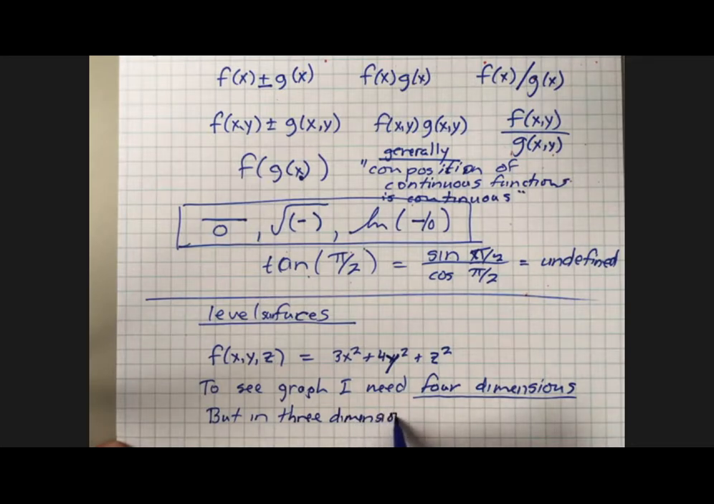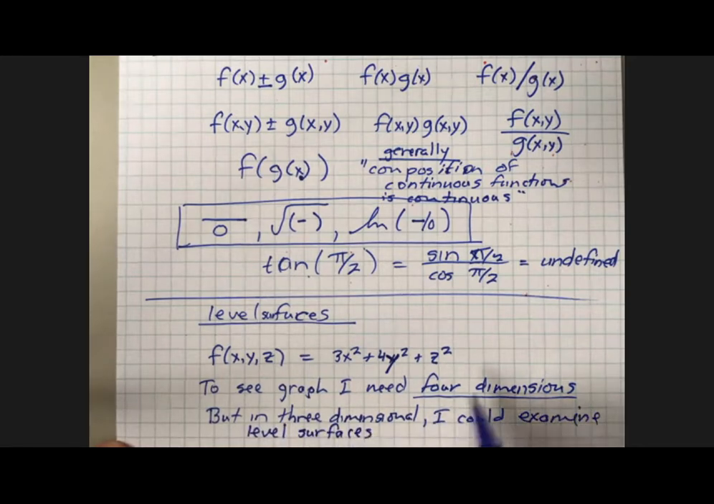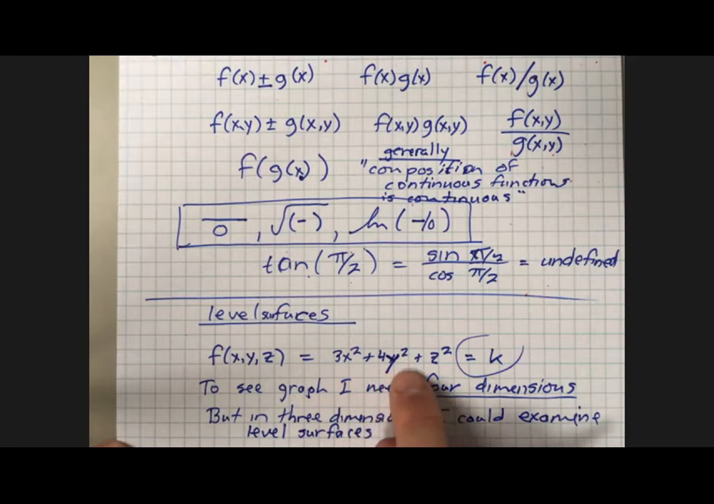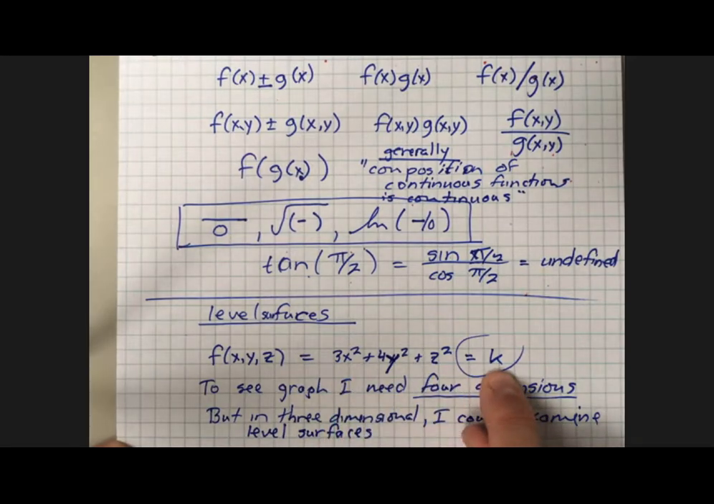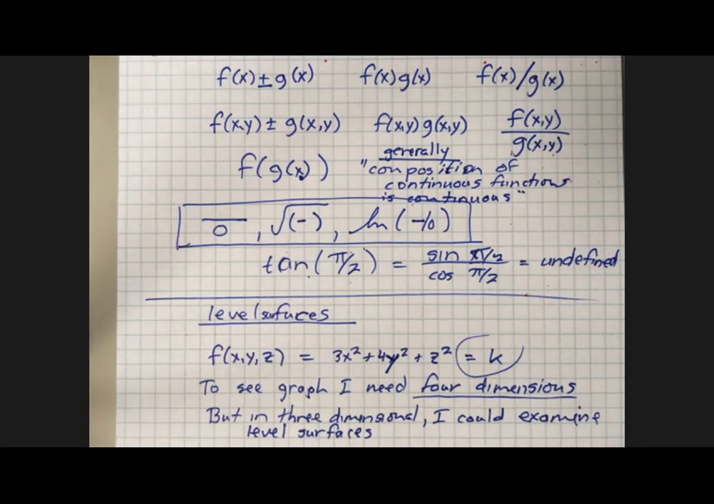In three-dimensional space, I could examine level surfaces. What happens if I choose different k's and ask Mathematica to show me the animals that result as I choose different k's? We've already done that with the ContourPlot3D command.